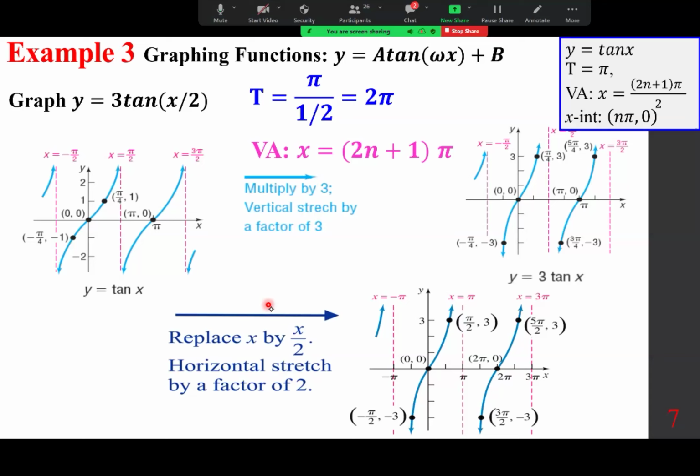And so here's the graph of y equals 3 tan x over 2. And as I've mentioned, the vertical asymptotes, 2n plus 1 times pi. And again, going back to the x-intercepts, 2n pi, 0. Notice, besides 0, 0 is 2 pi, 0. Okay, and then the next one would be 4 pi, 0, and so forth.